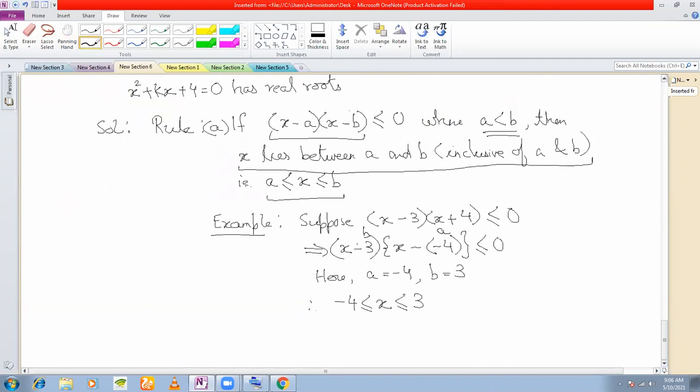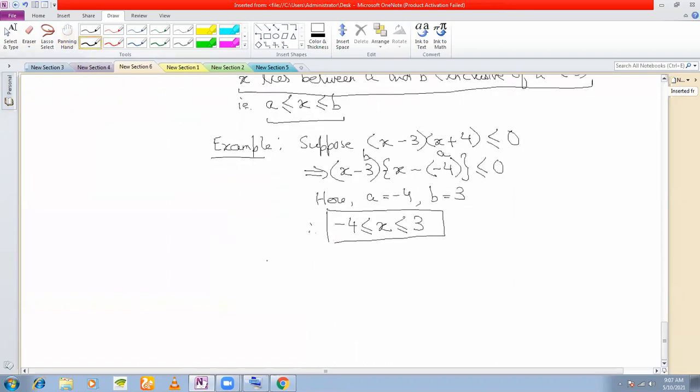Sir, I have one problem. Tell me. Sir, over there it is written x minus 3, how did it become plus 3? Because see this form, (x - 3) into (x - (-4)). Oh, yes, sir. Now understood. Okay, so that is the form we are trying to write in. So we are getting a equal to -4, b equal to 3. So you can write x must lie between -4 and +3, inclusive of -4 and 3.